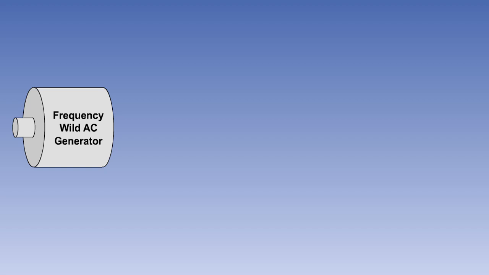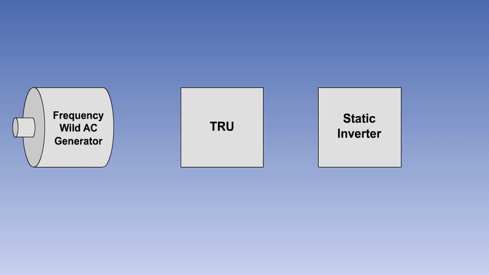Some aircraft types, which have a frequency-wild AC distribution system, use transformer rectifier units to feed static inverters to supply the aircraft's normal constant frequency requirements. This is done by using the TRU to change the frequency-wild AC into DC, and then using the DC to power the inverter, which will produce a constant frequency AC output.